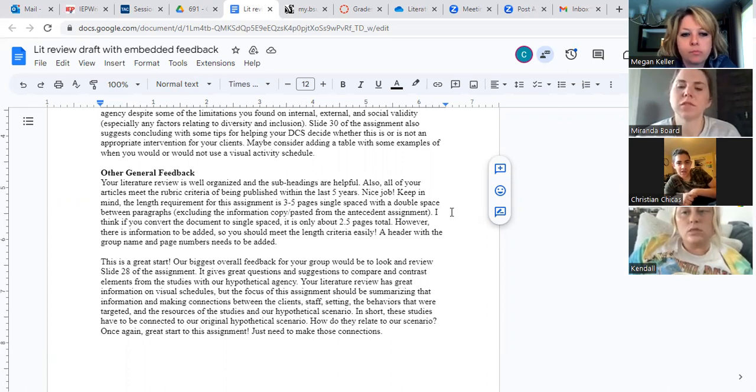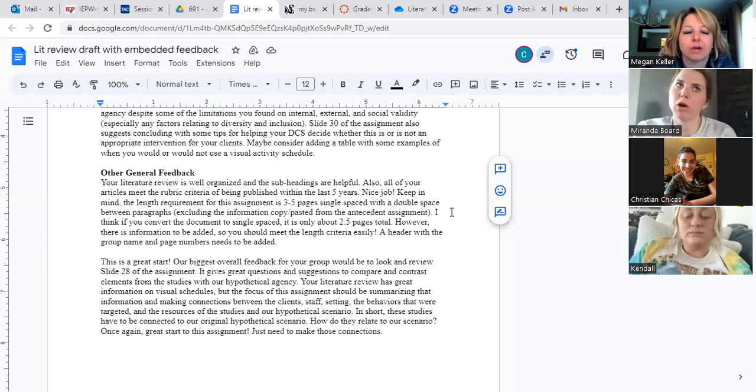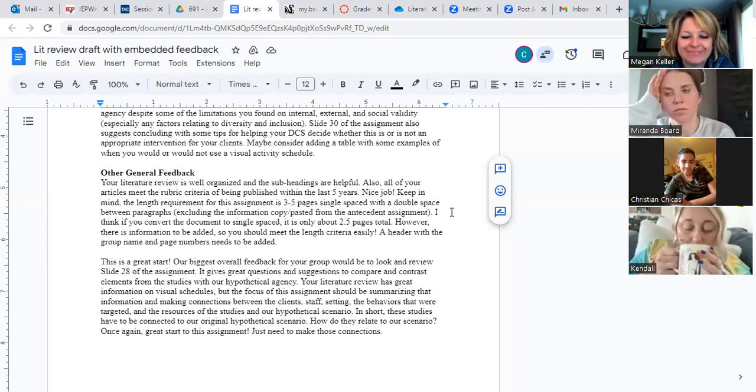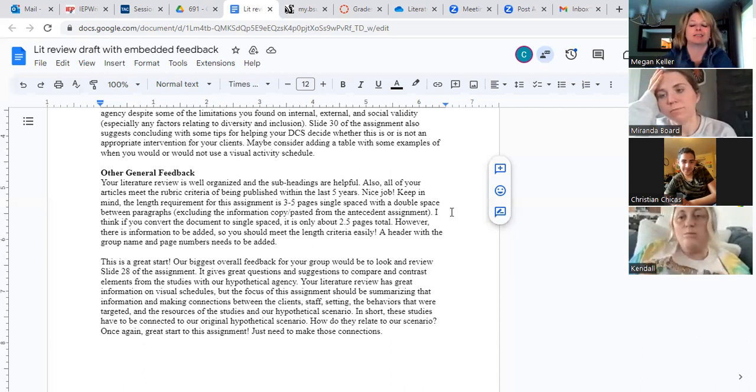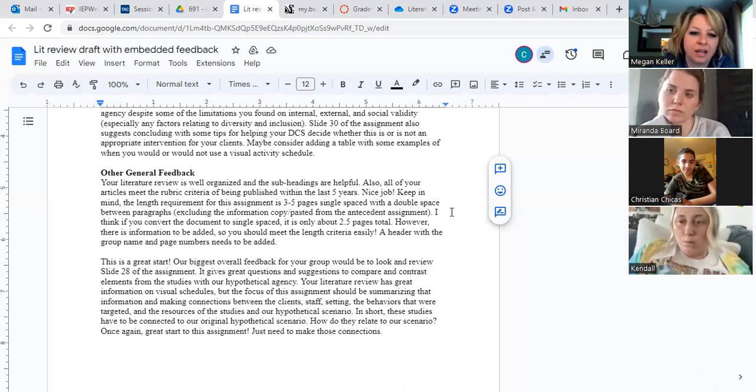Yes, I think that's how she wanted it, and it still fit the three page requirement. At first I was panicking when I opened that document and saw that we were at like 20 something pages, I about fell out. But then once I realized that we did not have to count what we brought over, I stopped panicking. Right, and just adding a header with the group name and page numbers would be helpful.